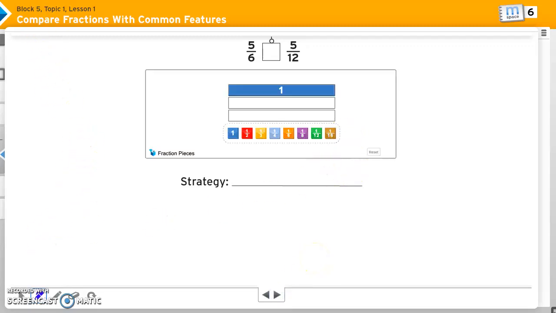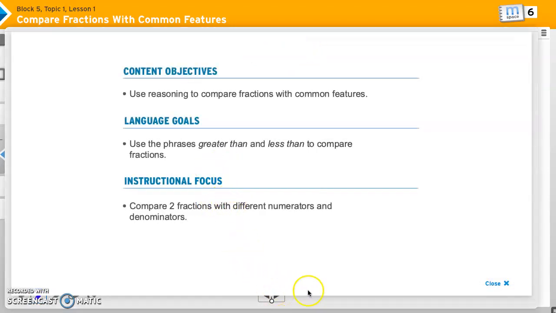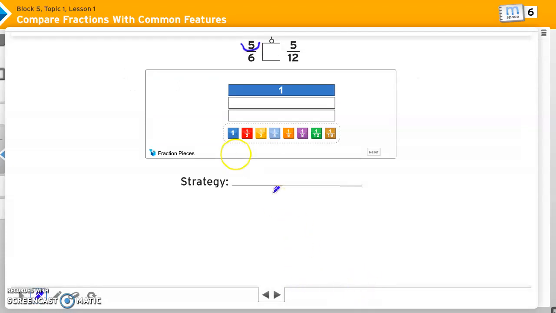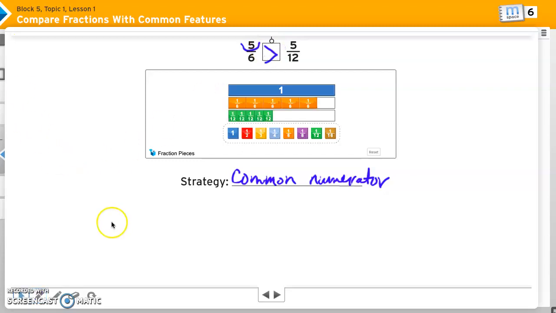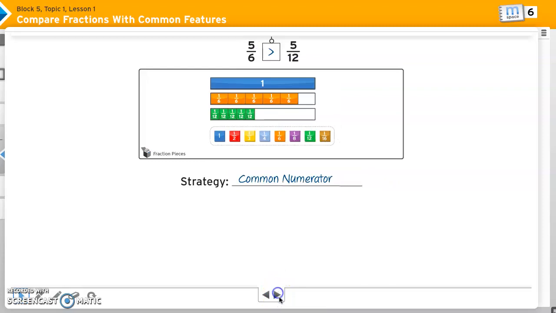Jot down 5/6 and 5/12 and think about it, and then we'll check it together. So when you look at this one, we've got 2 5s at the top. We have a common numerator. So that means we consider the denominators. Which is larger, 6ths or 12ths? 6ths are larger. So 5/6 would be larger than 5/12. We can check it with the fraction pieces and see that that is correct.